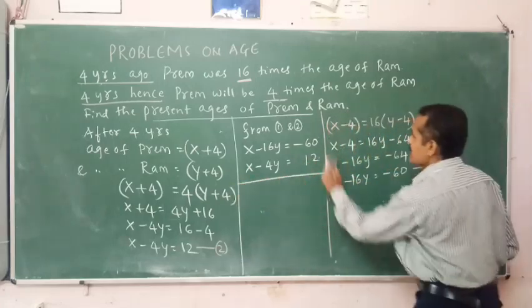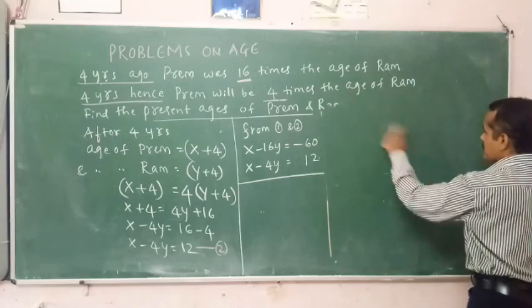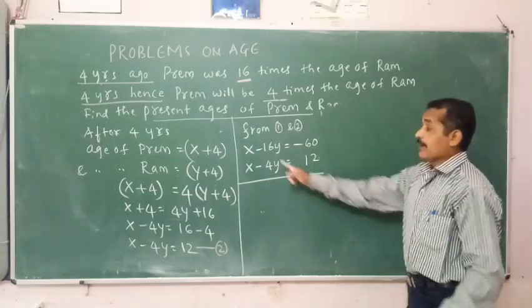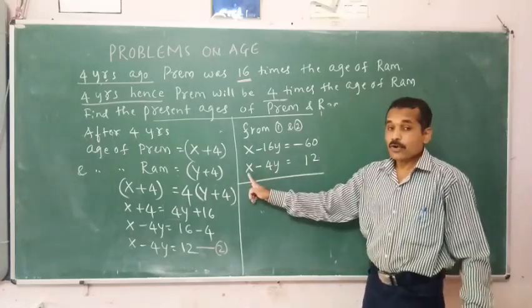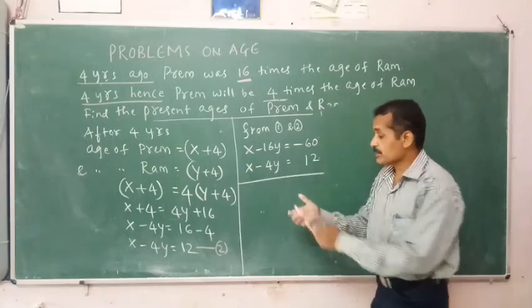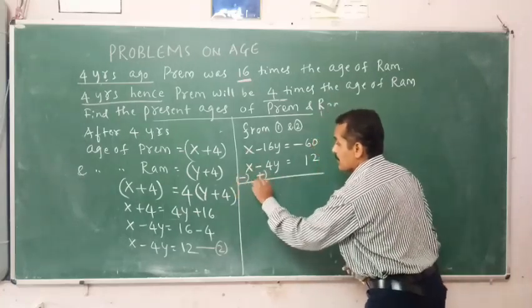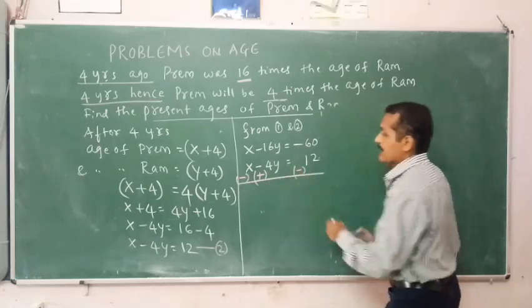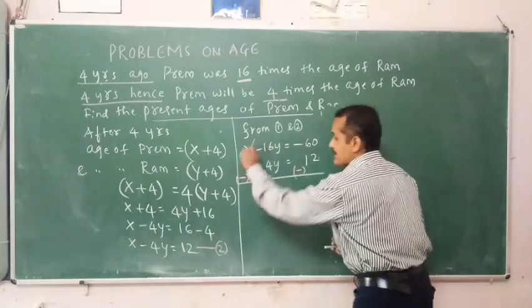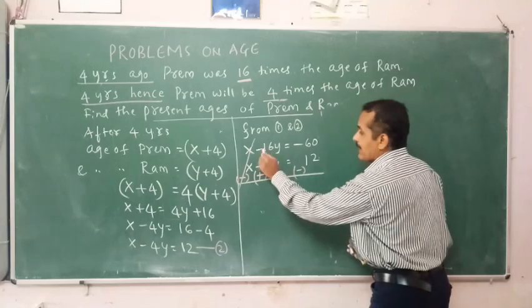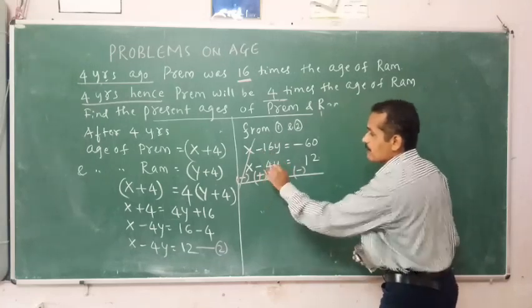Again, the elimination method. X and x are not readily getting cancelled because both are positive. I will make it minus. Minus will become plus, plus will become minus. Okay? It gets cancelled.